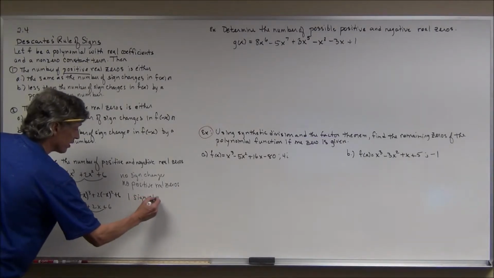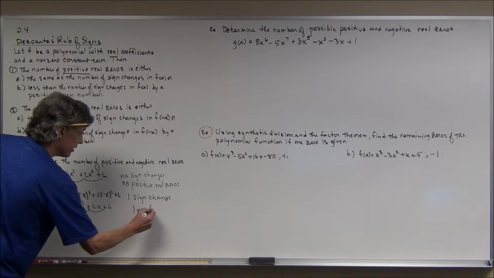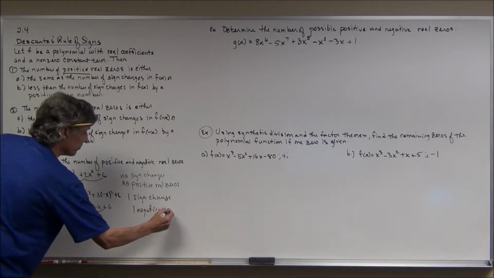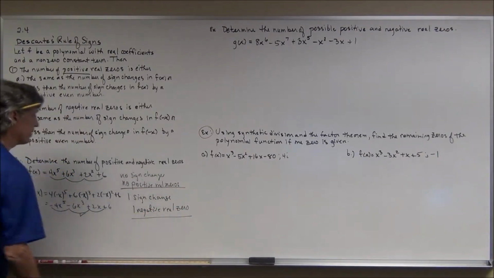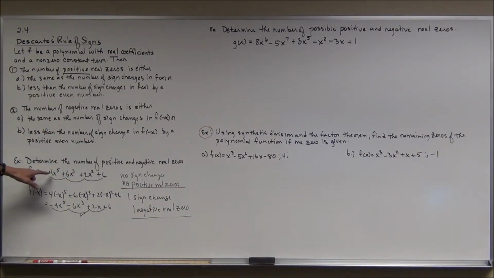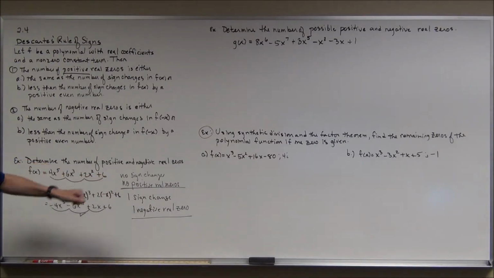Therefore, I have one negative real zero. Okay? Now it's degree 5, so you think, well, you could have as many as 5 zeros. You only have one negative real zero, no positive. Well, that would mean that the other 4 zeros are imaginary numbers.